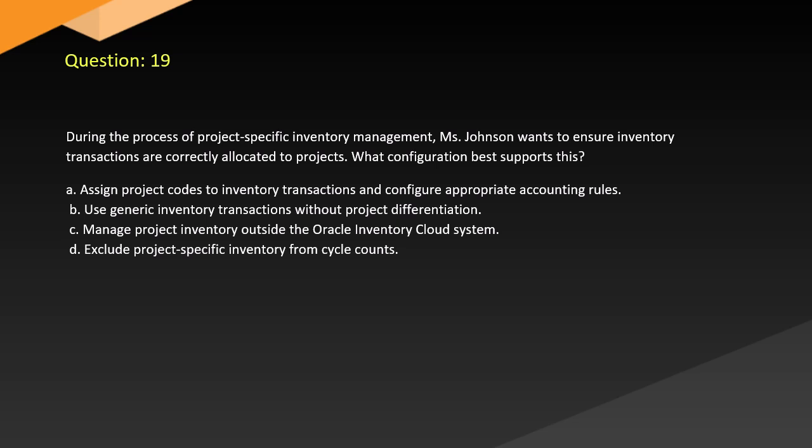Question 19. During the process of project-specific inventory management, Johnson wants to ensure inventory transactions are correctly allocated to projects. What configuration best supports this? A. Assign project codes to inventory transactions and configure appropriate accounting rules. B. Use generic inventory transactions without project differentiation. C. Manage project inventory outside the Oracle Inventory Cloud system. D. Exclude project-specific inventory from cycle counts.